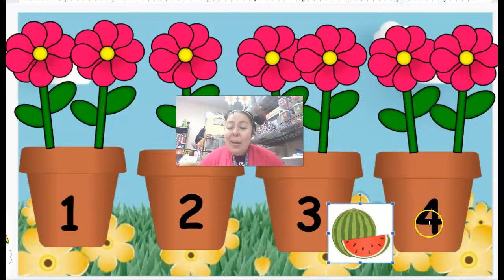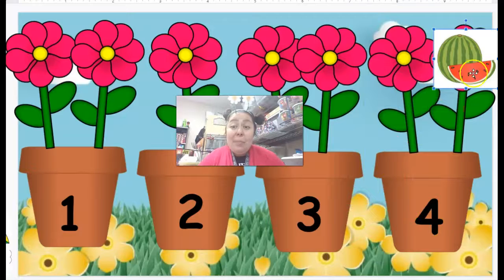Here it is. And I'm going to put it on a flower in the pot with number 4 because it has 4 syllables. Let's look at another picture.